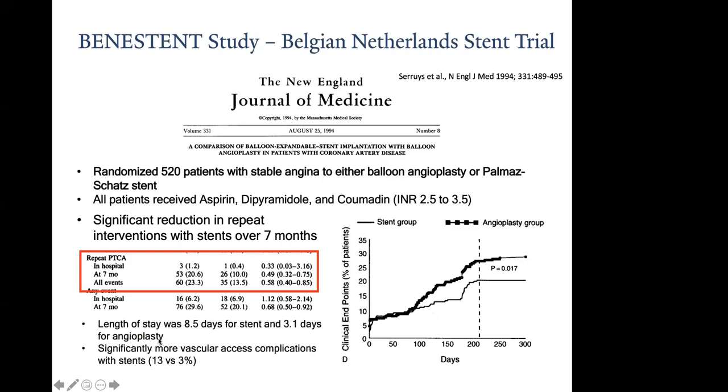Of note, with stents as compared to balloon angioplasty, the length of stay was 8.5 days for patients who received a stent and 3.1 days for patients who had angioplasty. This had to do with larger vascular access sites, more bleeding complications, and again, this anticoagulation regimen to get people anticoagulated. So there were significantly more vascular access site complications in the stenting arm related to that.